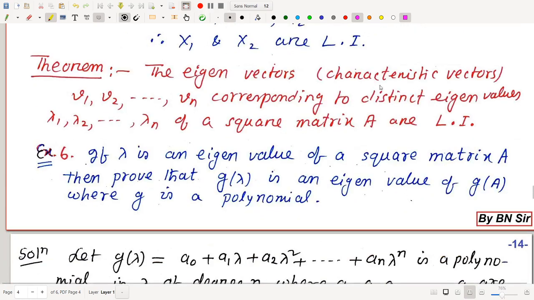The eigenvectors or characteristic vectors, as you call them, v1, v2, dot dot, vn, corresponding to distinct eigenvalues lambda 1, lambda 2, dot dot, lambda n of a square matrix capital A are linearly independent.